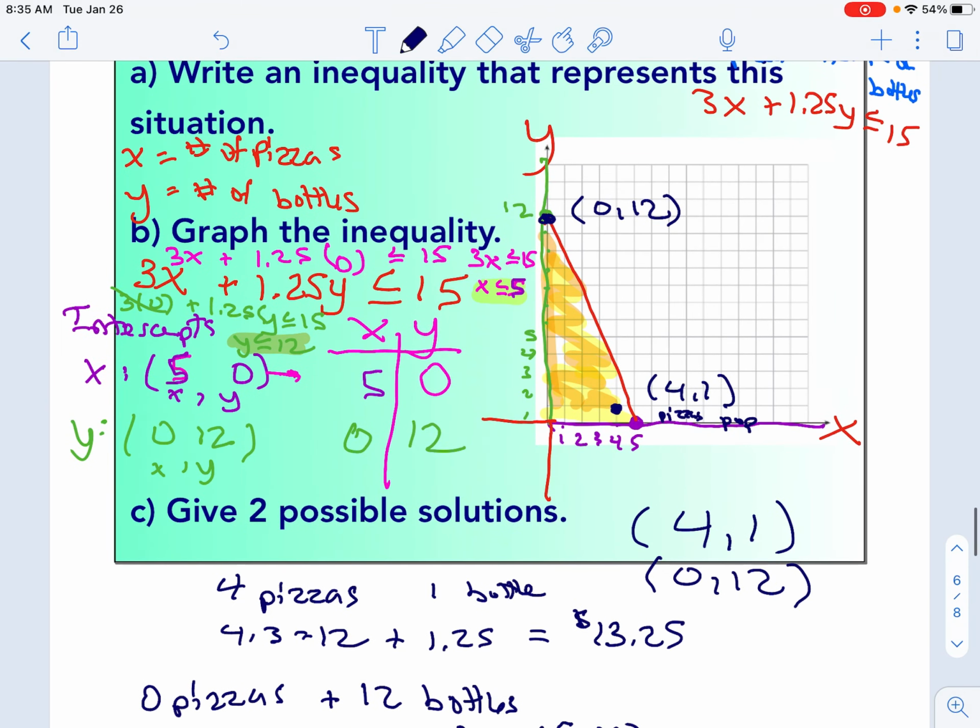So that's our beginning part of inequalities. Eventually we're going to get to solve a system of linear inequalities where we'll have 2 lines with double shading, but that's coming up later.